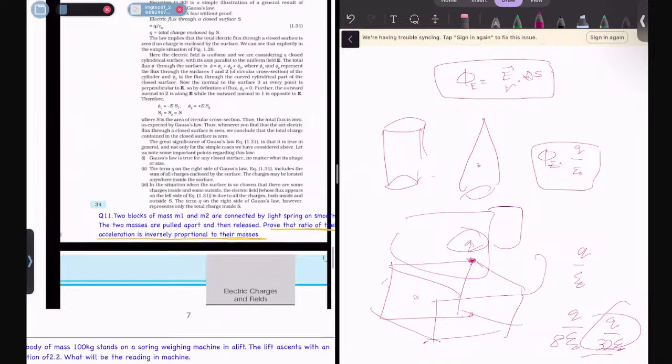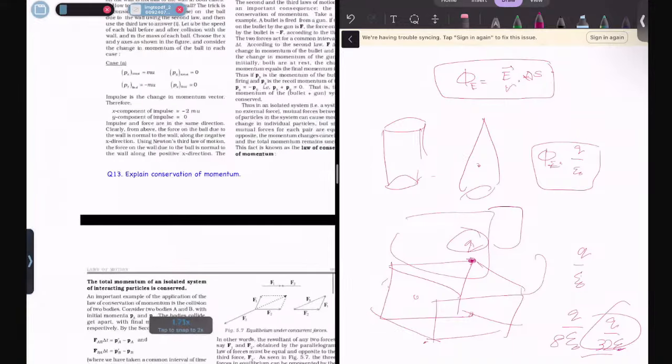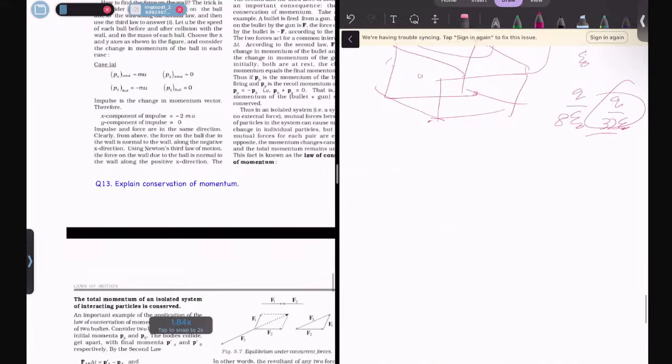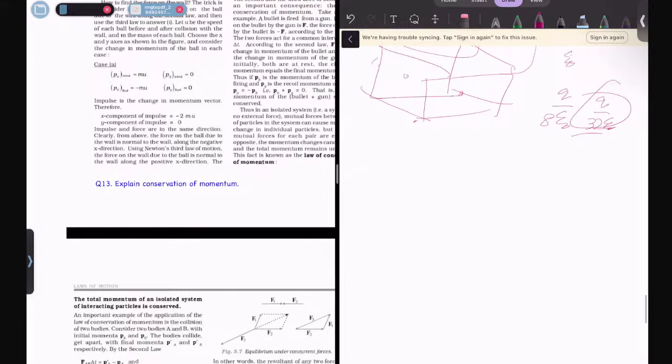So I'll move to the next question for today: explain conservation of angular momentum.